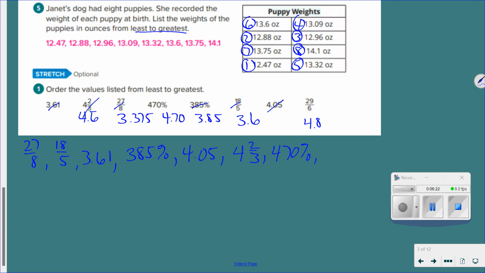And then 29/6. Guys, anytime you do a list, number 1, count how many you had: 1, 2, 3, 4, 5, 6, 7, 8. Number 2, count how many you actually wrote down: 1, 2, 3, 4, 5, 6, 7, 8. I did the same number. That means it should be in the right order. And one of the biggest, again, pay attention to which way it goes, least to greatest.